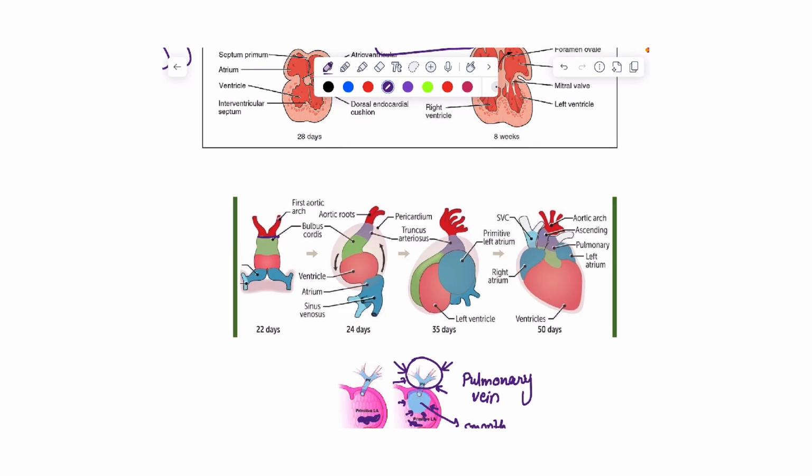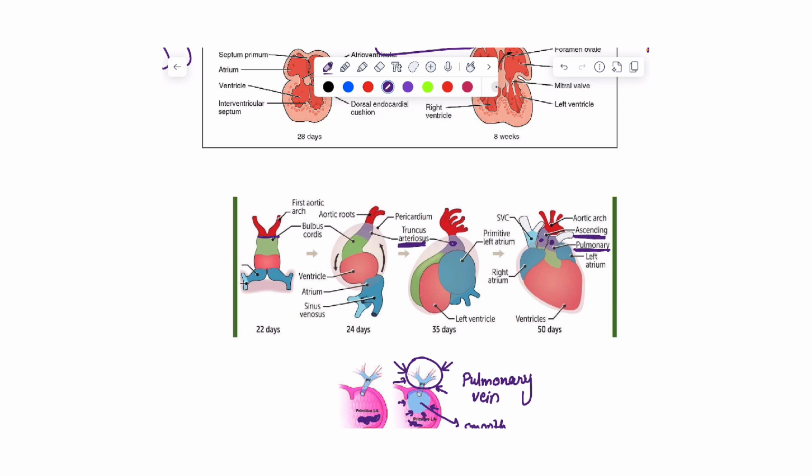Let's summarize the above discussion. We saw that the truncus arteriosus was a part of the first part of the endocardial tube, or the primitive heart tube, as we discussed. This truncus arteriosus was giving rise to the aorta, the ascending aorta, and the pulmonary trunk, right? So we can see this color right here, the purple, has developed into these two structures, right?